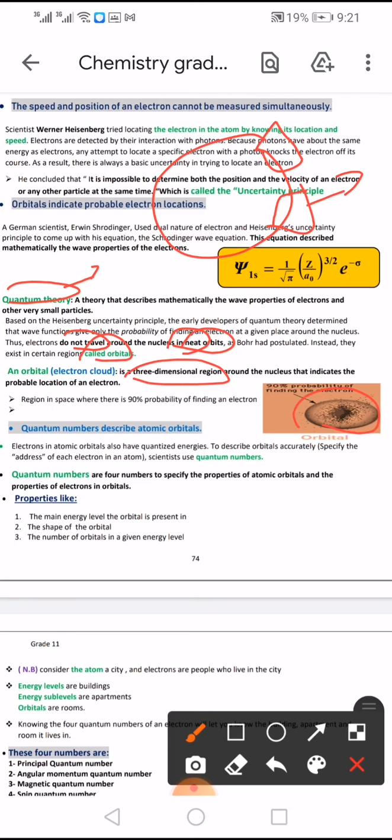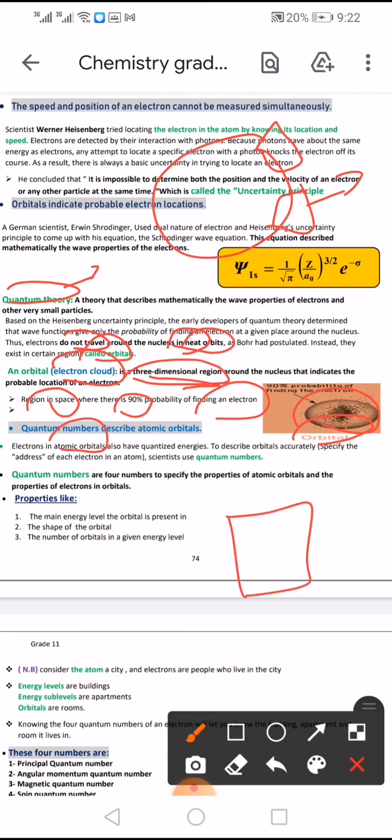An electron is present in an orbital, not in an energy level; an orbital is present inside an energy level. An orbital or electron cloud is a three-dimensional region, a region in space where there is 90% probability of finding an electron. Quantum numbers describe the atomic orbital. An electron in an atomic orbital also has quantized energy.